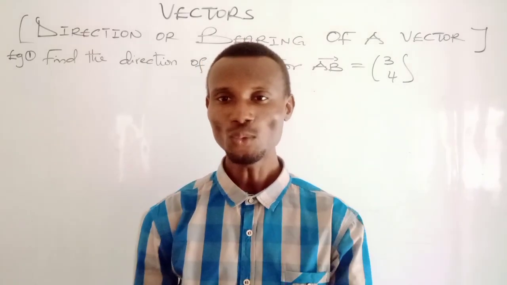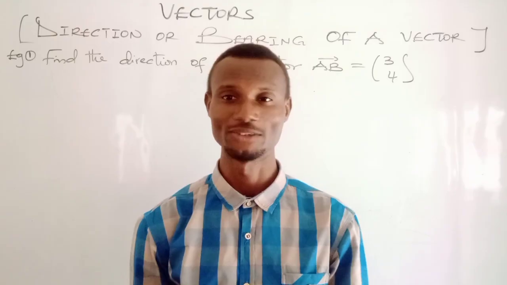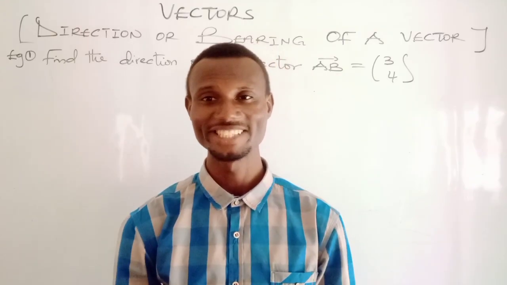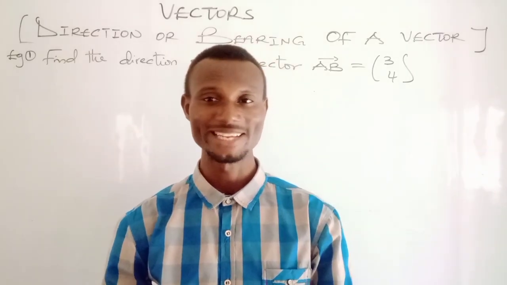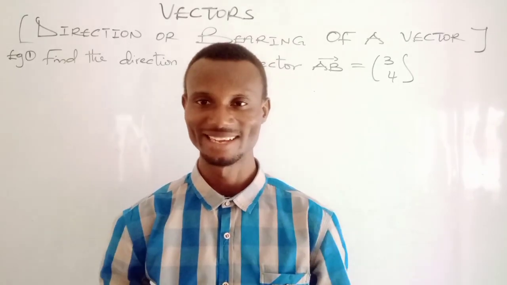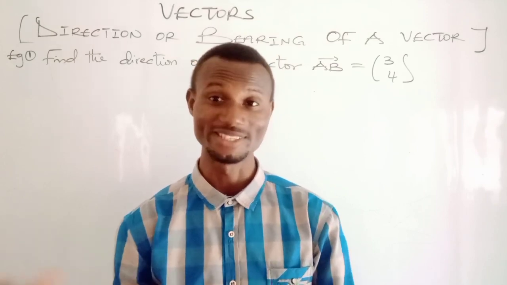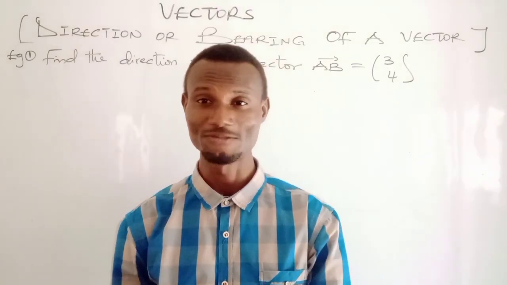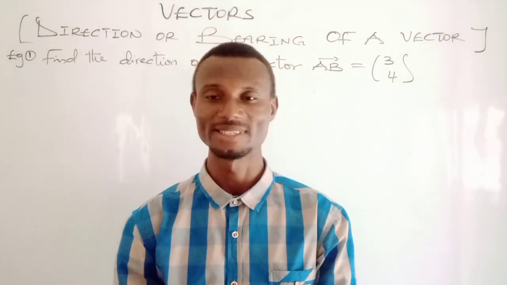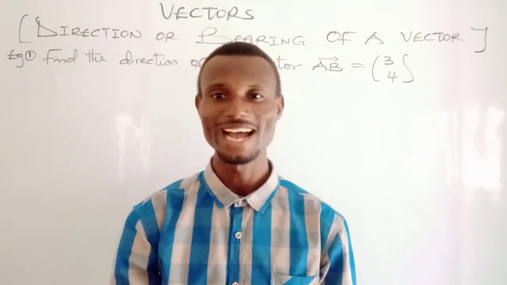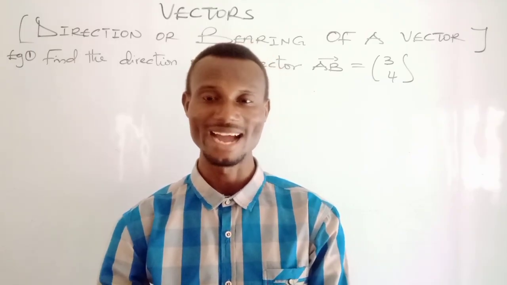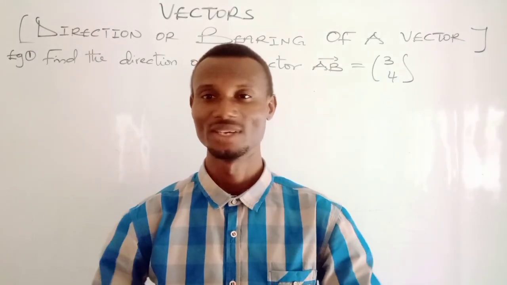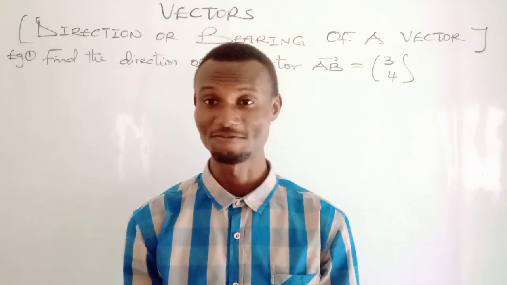When we speak of the direction of a vector, in simple terms, it refers to the measure of the angle the vector makes with a horizontal line. I'm going to repeat it one more time: when we speak of the direction of any given vector, it just refers to the measure of the angle that the vector makes with a horizontal line. That is what gives the direction of a vector.